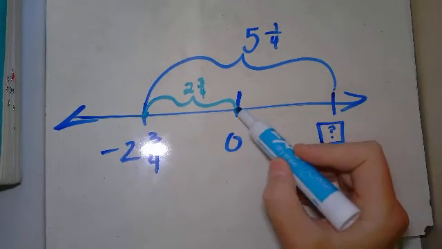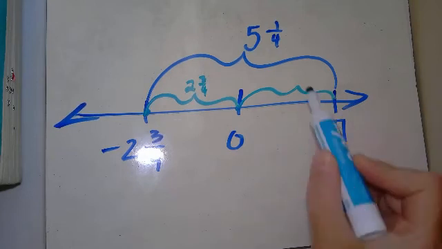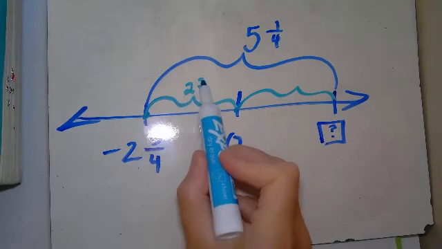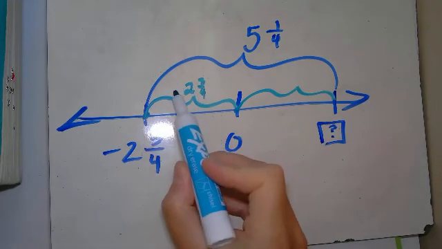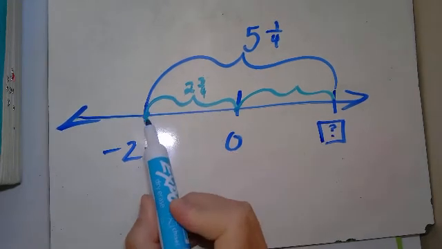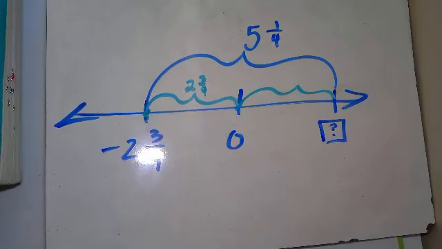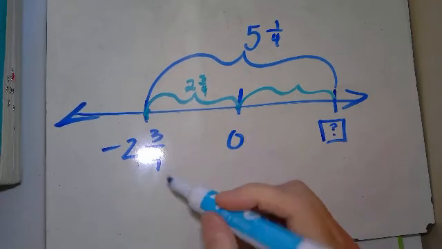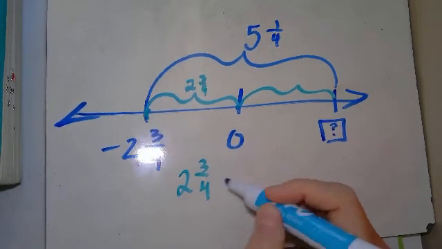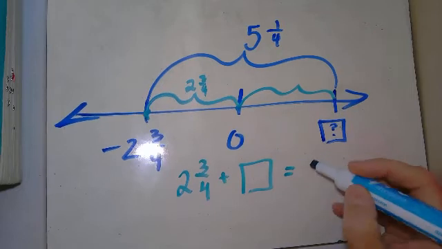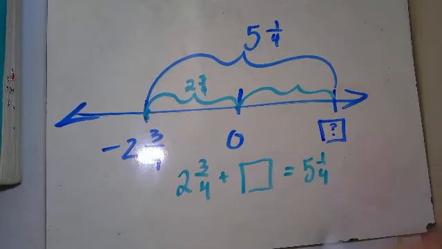So we just need to figure out what is the distance from here to here so that it can add together to be 5 1/4. Now notice I said 2 3/4 is the distance. It's not a negative 2 3/4. This location is negative 2 3/4, but this distance is 2 3/4. We need to figure out 2 3/4 plus what distance is going to equal our 5 1/4.